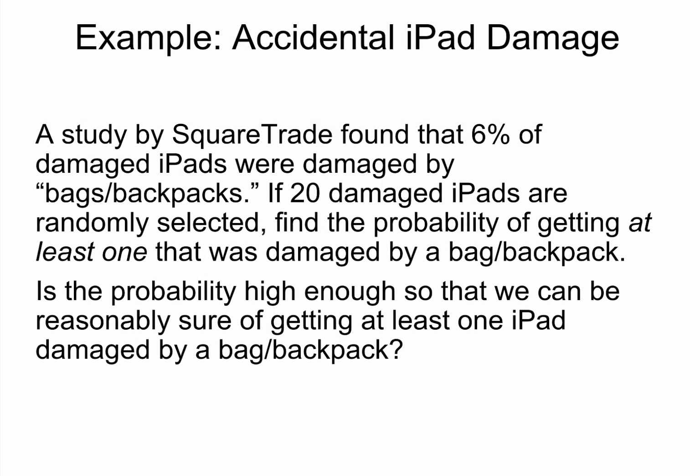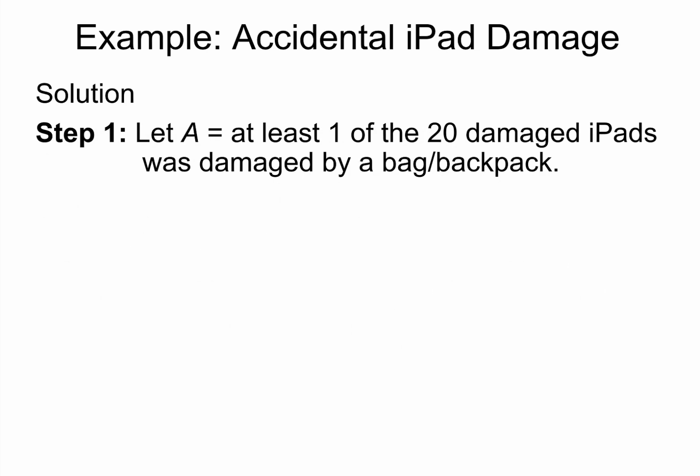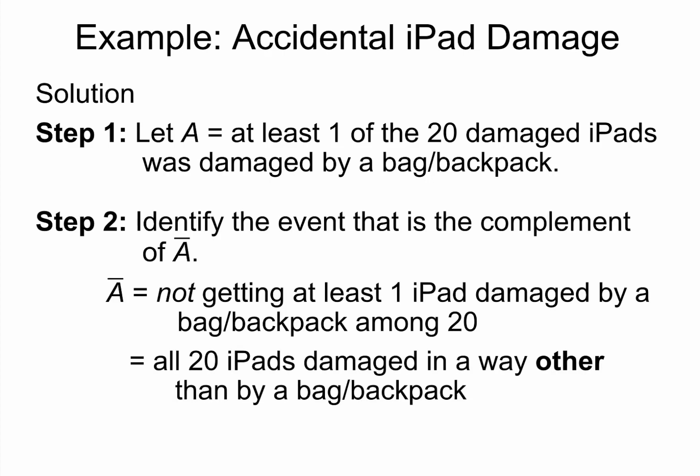Now let's do an example to explain this. A study by Square Trade found that 6% of damaged iPads were damaged by backpacks and bags. If 20 damaged iPads are randomly selected, find the probability of getting at least one that was damaged by a bag or a backpack. Is the probability high enough so that we can be reasonably sure of getting at least one iPad damaged by a bag or backpack? So we're going to let A be the event that at least one of the 20 damaged iPads was damaged by a bag or a backpack. Identify the event that is the complement of A.